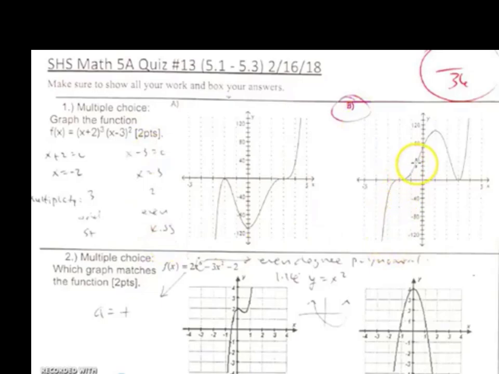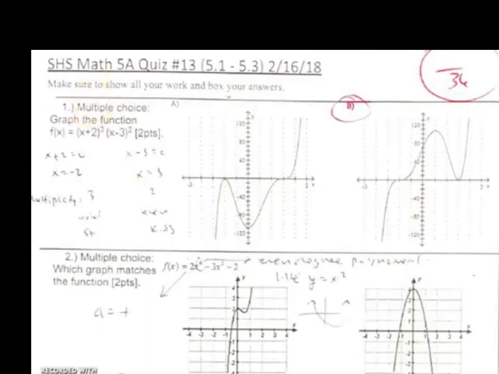Shooting through there at negative 2, and it comes back down at a kiss, bouncing off of x equals 3. Notice here you have an odd degree, so x to the third times x to the second is x to the fifth, starts down, ends up, just like an x to the first linear equation.